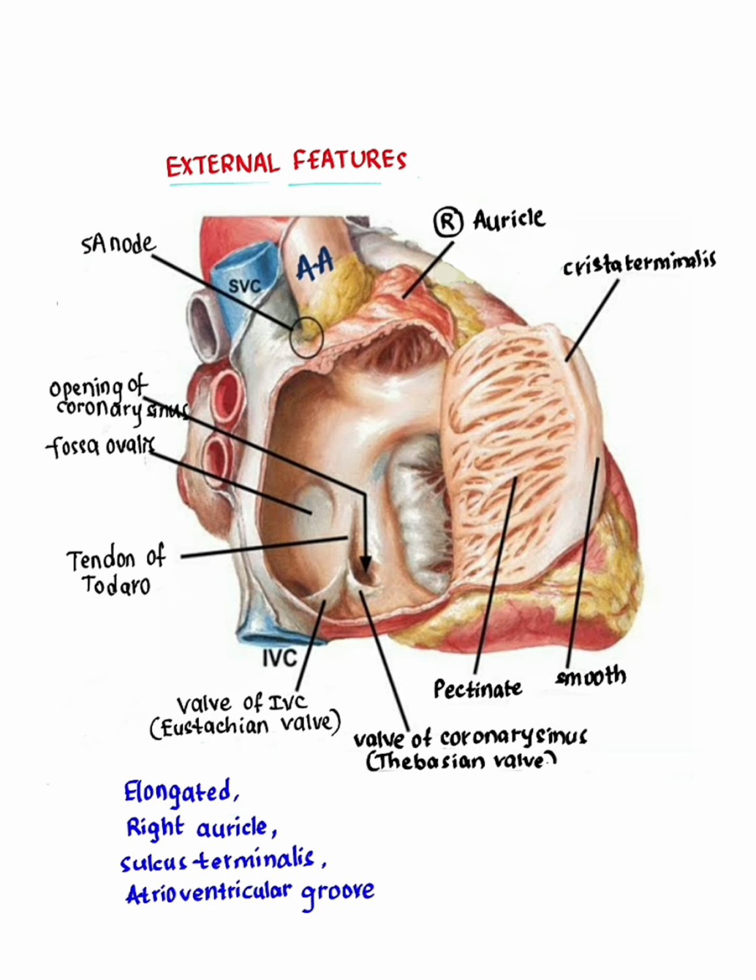External features. Elongated. The chamber is elongated vertically. It receives superior vena cava at the upper end and inferior vena cava at the lower end. Right auricle. The upper end of the right atrium is prolonged to the left to form right auricle. The auricle covers root of the ascending aorta and partly overlaps infundibulum of the right ventricle.